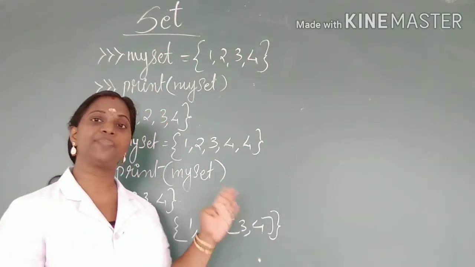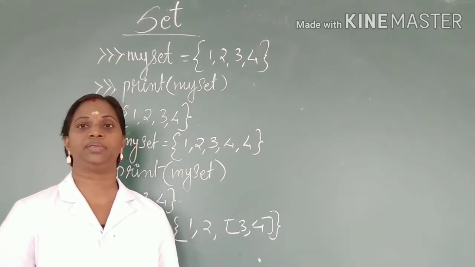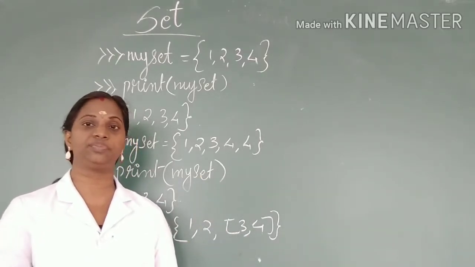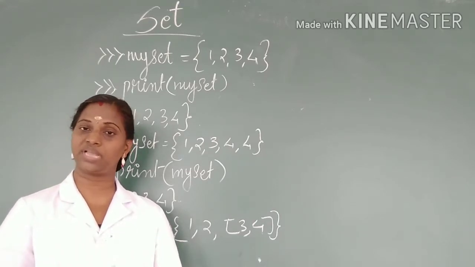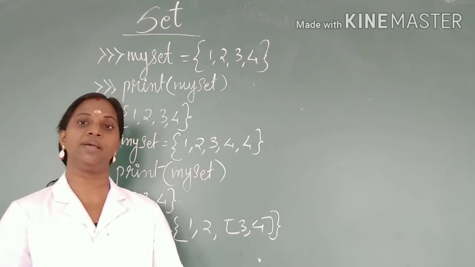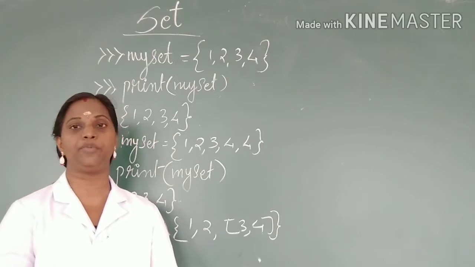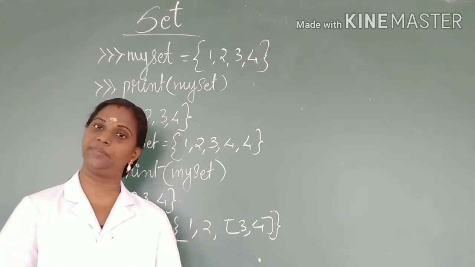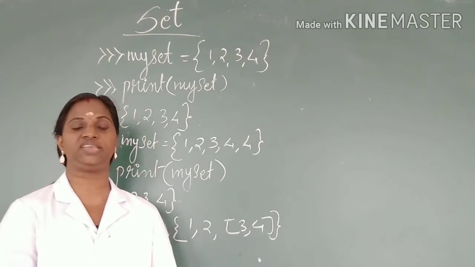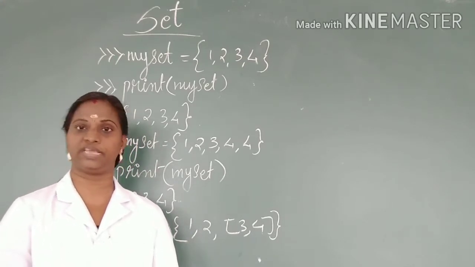But the sets are themselves mutable. That means you can change the values of a set. Clear? Sets cannot add mutable elements, but a set itself is mutable. Sets itself is a mutable data type. That means we can change the values of a set.